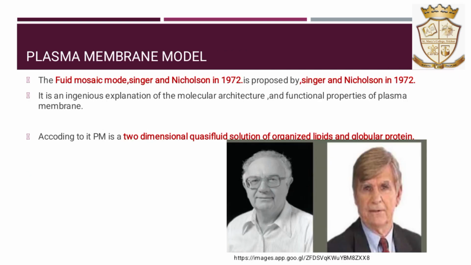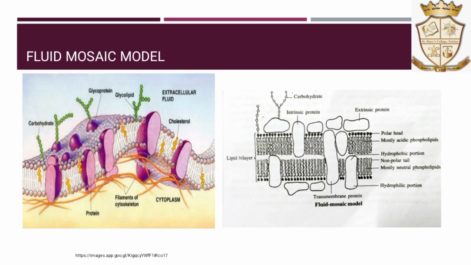So next is the plasma membrane model. The fluid mosaic model of the plasma membrane was proposed by Singer and Nicolson in 1972. It is an ingenious explanation of the molecular architecture and functional properties of the plasma membrane. According to this, the plasma membrane is a two-dimensional quasi-solid solution of organized lipids and globular proteins. So this is the fluid mosaic model.